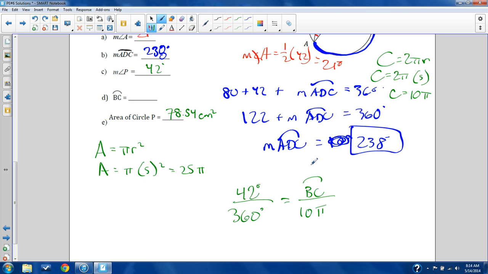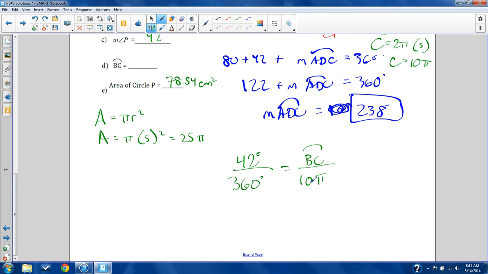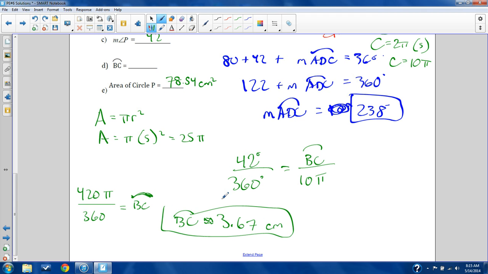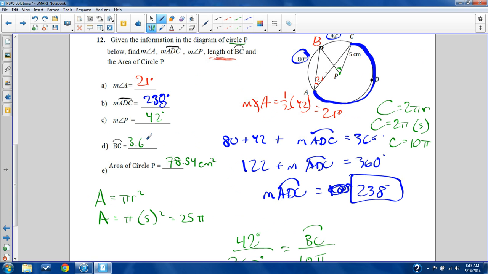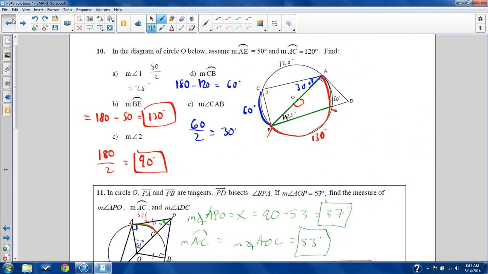I think on my sheet I did a lot of reduction things. Ignore them if you need to. Let's cross multiply, and let's do it that way. Or not cross multiply, multiply by 10 pi. So we got 420 pi over 360 equals BC, and then you get to do the rest in your calculator as you do it, because it didn't really look like I reduced mine very well. So BC equals, let's see, we got 3.67 centimeters. Okay? BC, 3.67 centimeters. So that is your solution guide in video form.